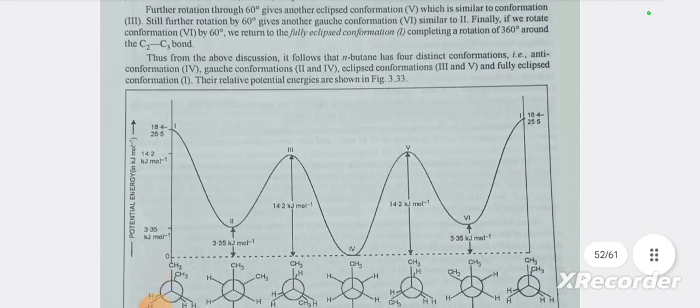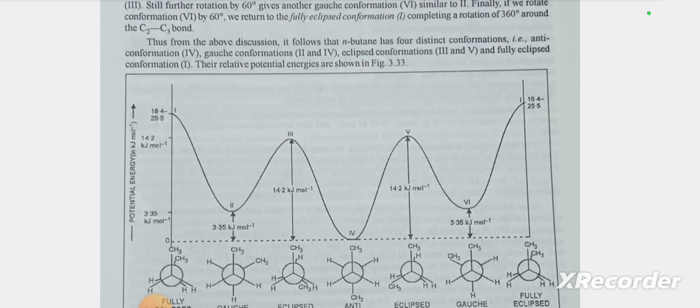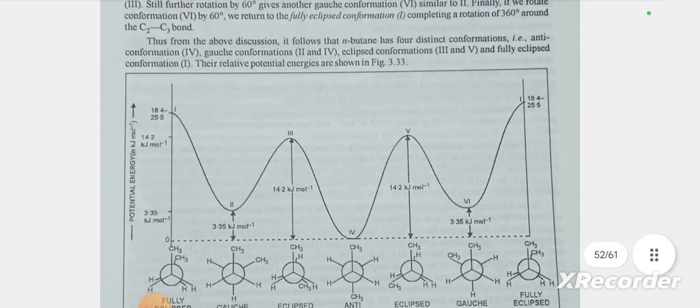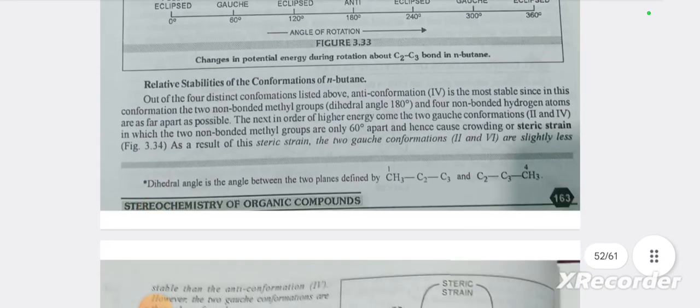Thus, from the above discussion, it follows that n-butane has 4 distinct conformations: the anti conformation fourth, gauche conformations second and sixth, eclipsed conformations third and fifth, and the fully eclipsed conformation first. Their relative potential energies are shown.